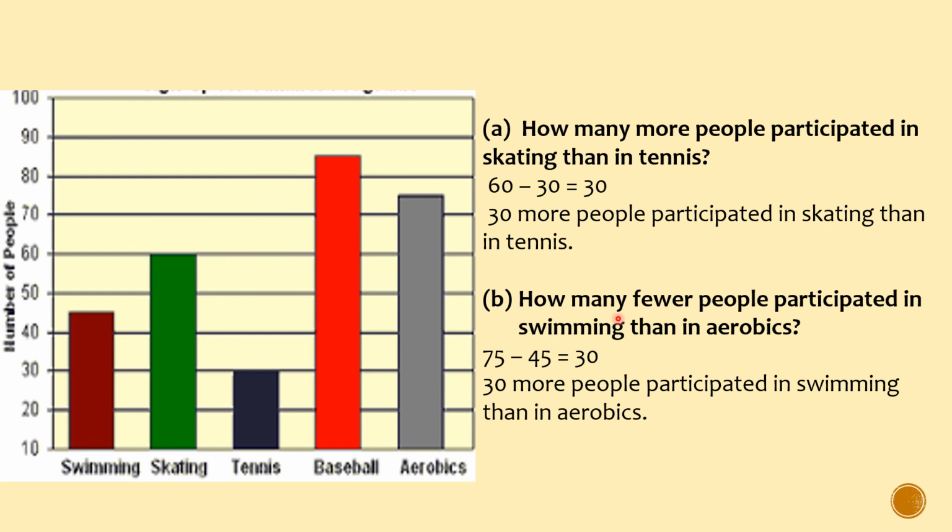Part B is how many fewer people participated in aerobics than in swimming. How many fewer means, again you need to minus. Aerobics is 75 and swimming is 45. So what is 75 minus 45? 30 again. So 30 fewer people participated in swimming than in aerobics.